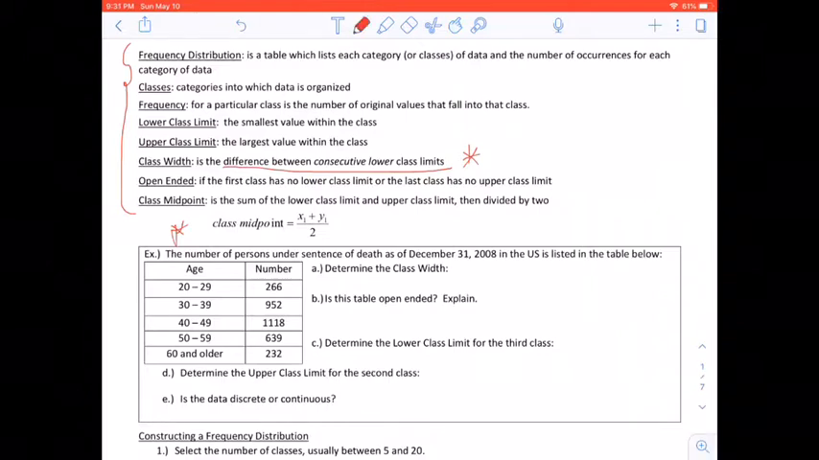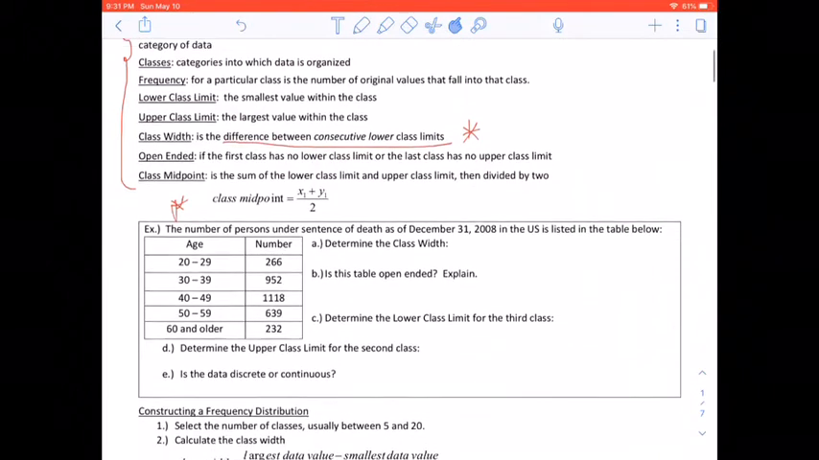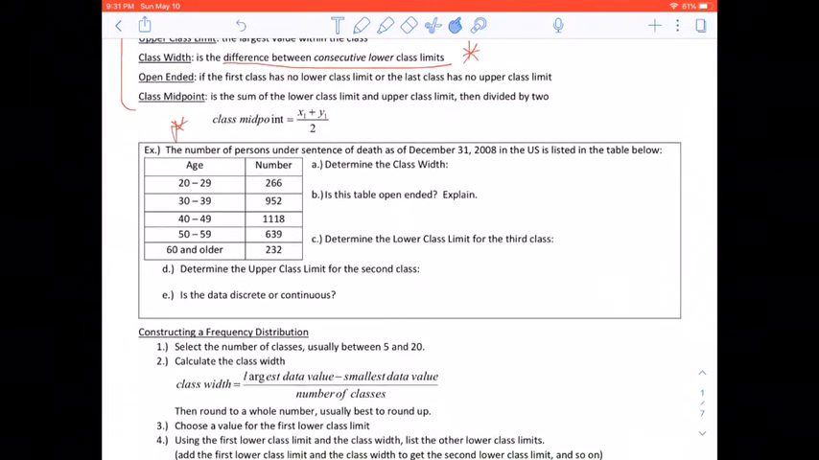Part A says determine the class width. If you look up above, the class width is determined by taking consecutive lower class limits and subtracting them. So your lower class limits: the first one is 20, the next one's 30, the next one's 40, and so forth. If you subtract the first two, you have 30 minus 20, which is equal to 10. Is the table open-ended? Yes, because the last group is 60 and older.